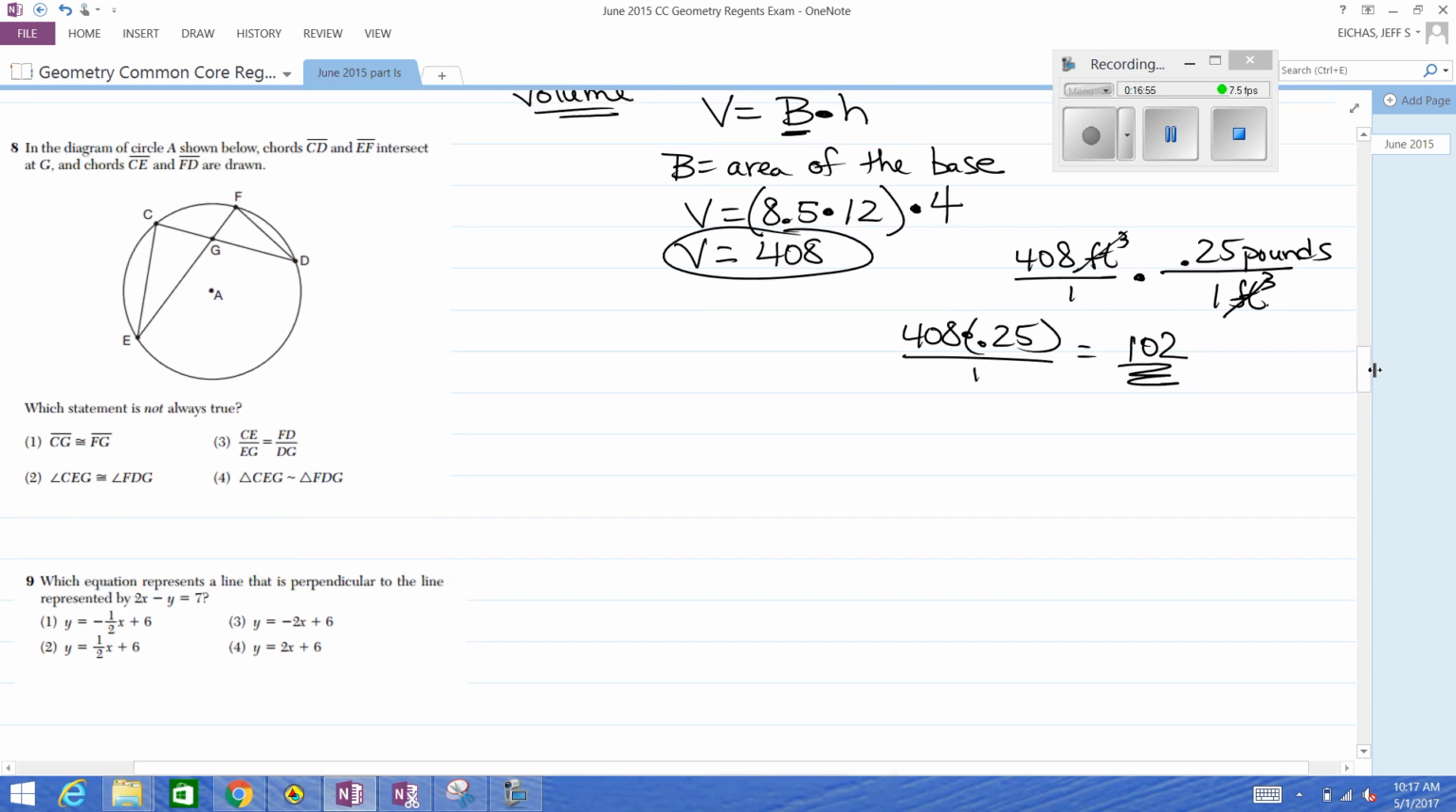All right, next. Number 8 is a circles problem. What we have here is, which statement is not always true. What we've got to know is, when we have a situation inside of a circle, this angle C and angle F are inscribed angles that open up to the same arc. What that means is those angles are congruent.